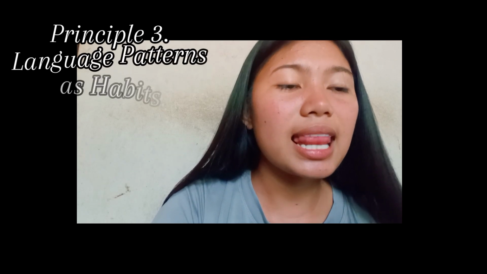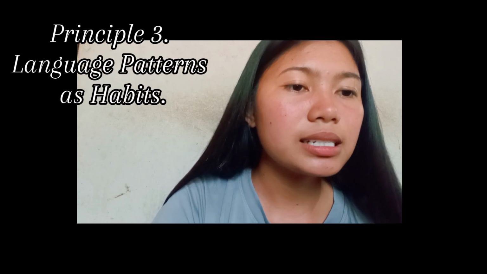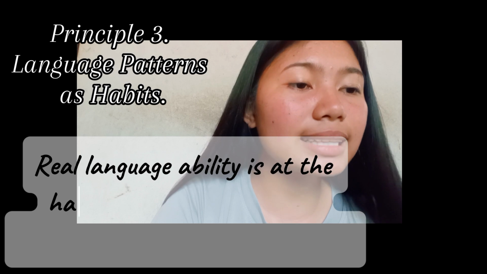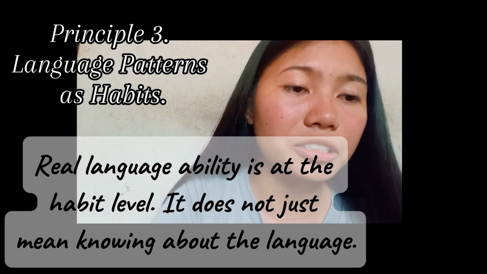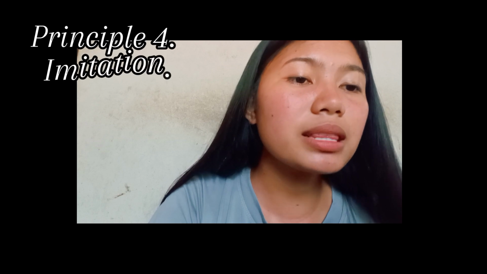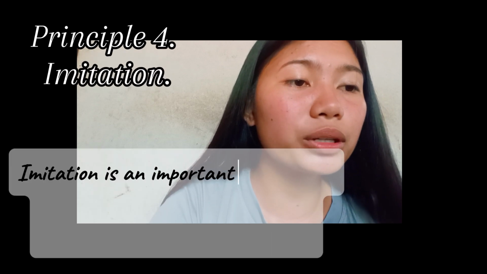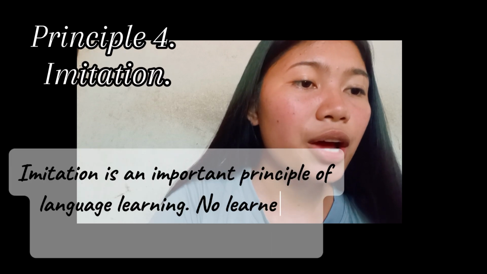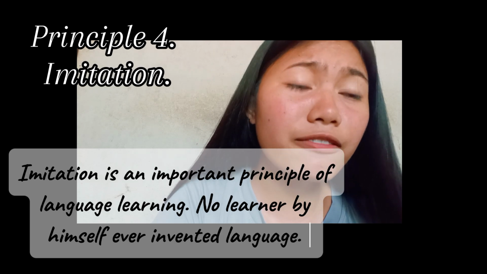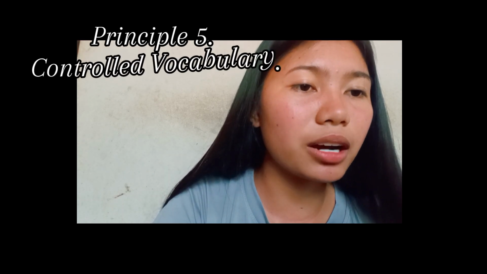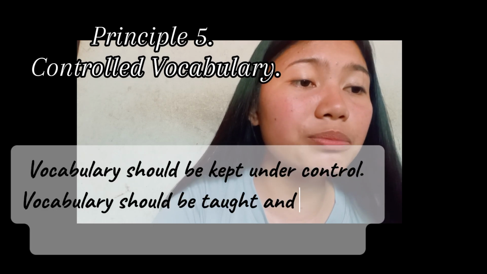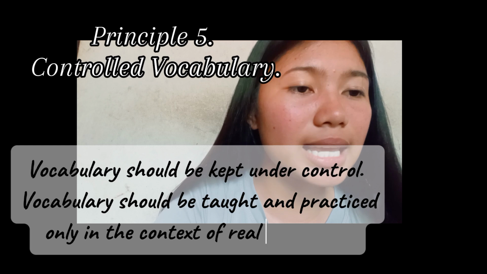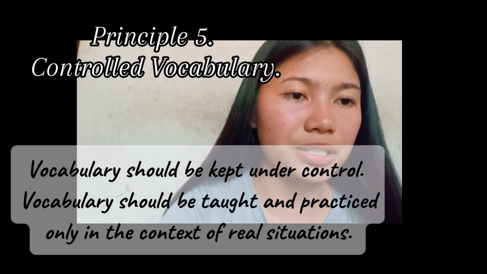Principle 3. Language patterns as habits. Real language ability is at the habit level. It does not just mean knowing about the language. Principle 4. Imitation. Imitation is an important principle of language learning. No learner by himself ever invented language. Principle 5. Controlled vocabulary. Vocabulary should be kept under control. Vocabulary should be taught and practiced only in the context of real situations.